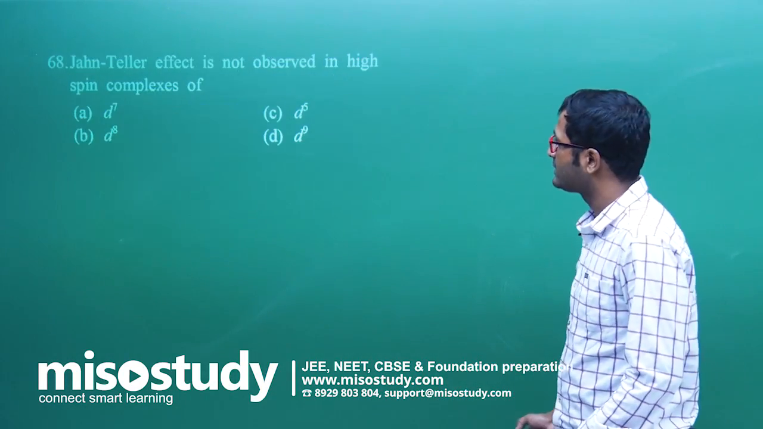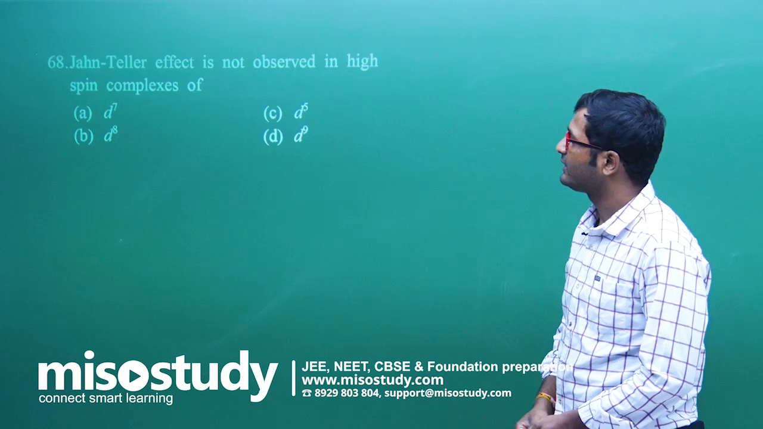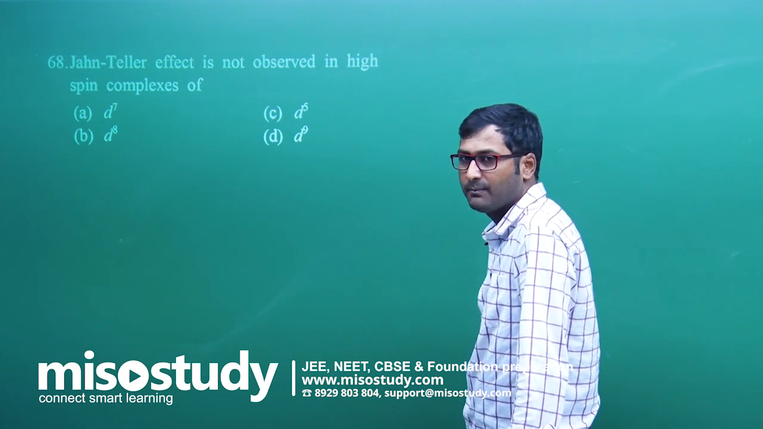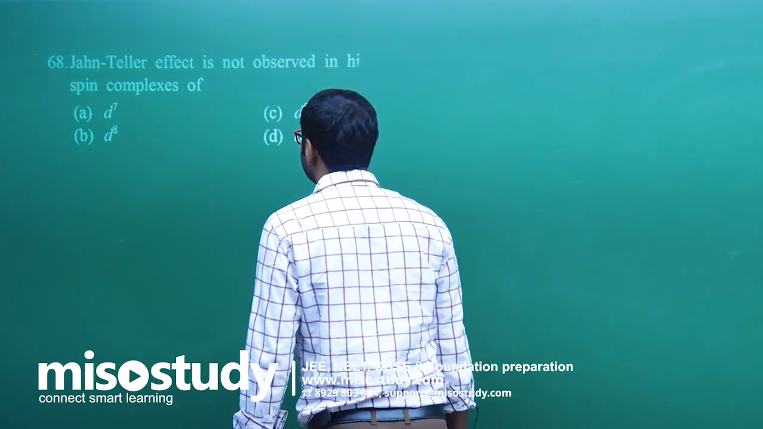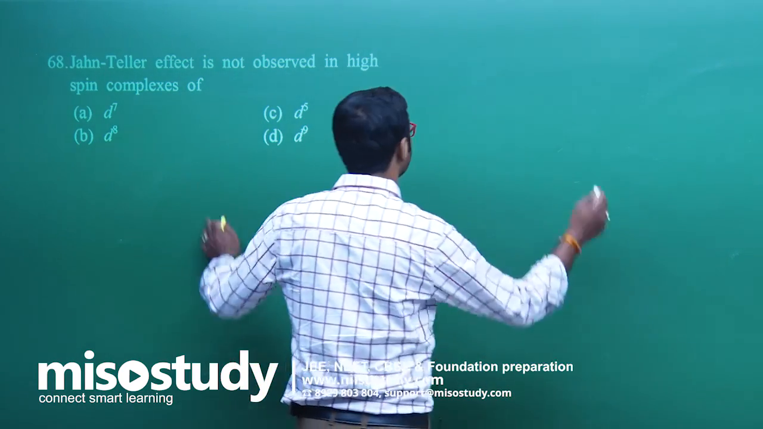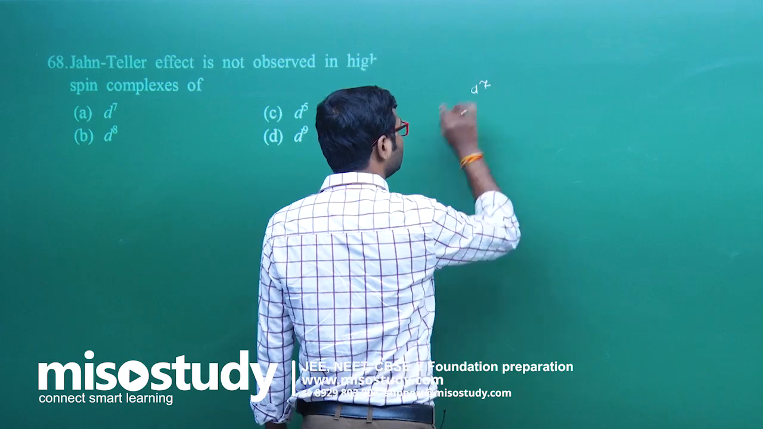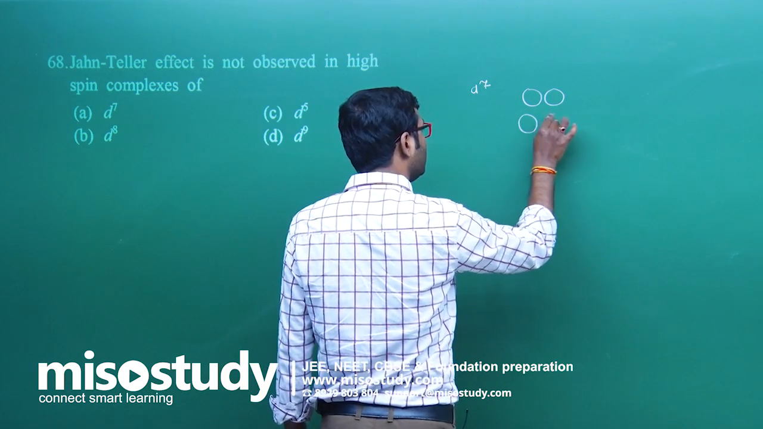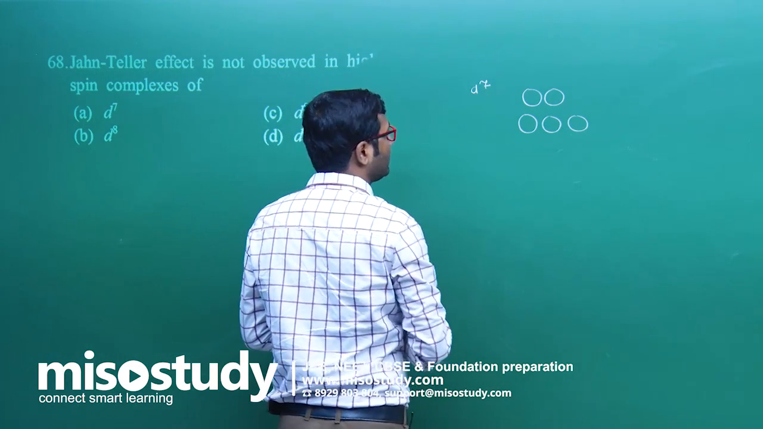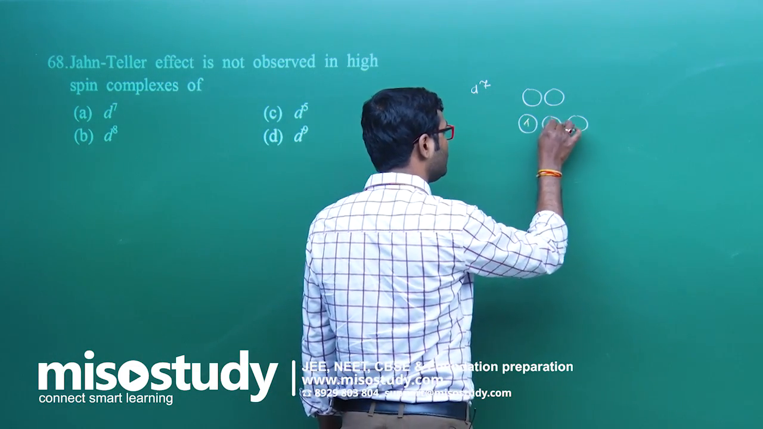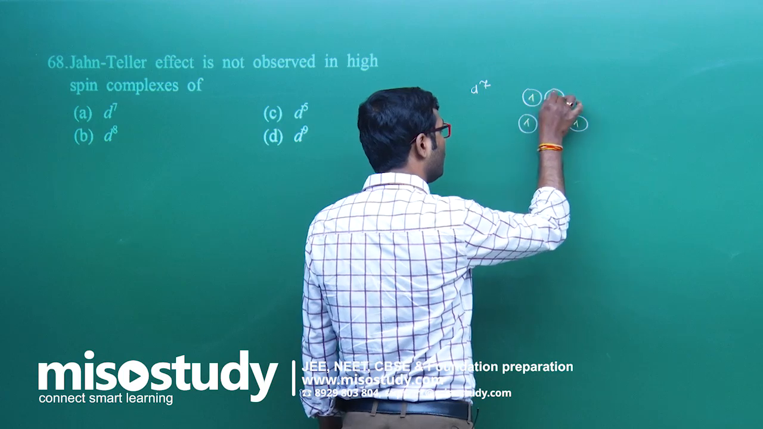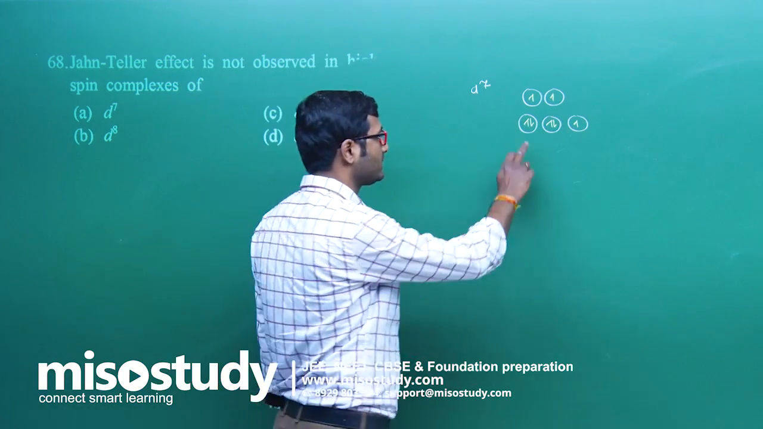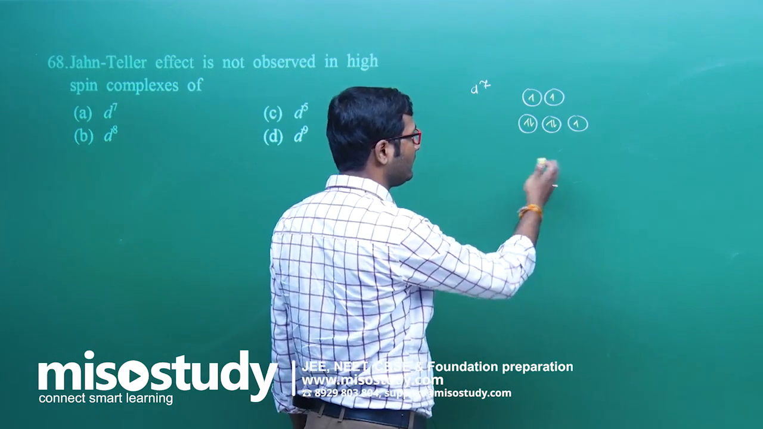Question number 68. Now, it is a very good question. Jahn-Teller effect is not observed in high spin complex. Why? Because for Jahn-Teller effect, for example, if I write the d7 configuration for a high spin complex: 1, 2, 1, 2, 3. It will fill like this: 1, 2, 3, 4, 5, 6 and 7. Now this is an unsymmetrical and uneven distribution.